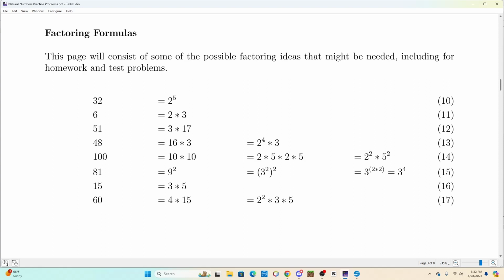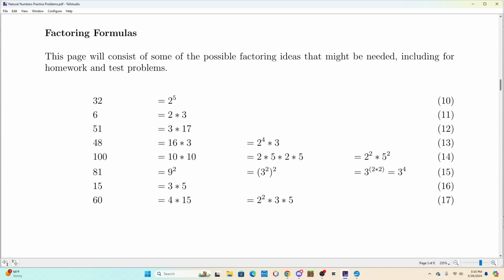48 is equal to 16 times 3 is equal to 2 to the 4th times 3. If you start out with 48 is equal to 24 times 2, it just takes an additional step or two. 100 is equal to 4 times 25 is equal to 2 squared times 5 squared. That would be a quick way to get to the answer. But starting with 10 squared works as well, just with an extra step. It is not correct to stop at 10 squared because 10 is not a prime number.